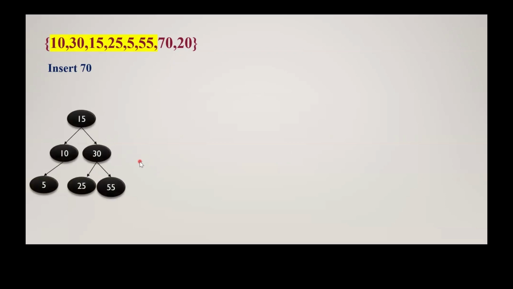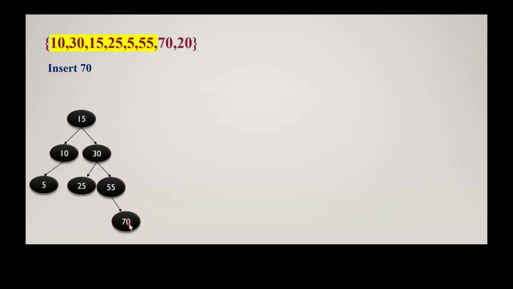So next insertion is 70. This is the tree we got from the previous insertion. Now 70 is greater than 50, so it will go to the right side. Then 30: 70 is also greater than 30, so 70 will go to the right-hand side. Then 55: 70 is greater than 55, so it will go to the right side. So on the right side it is inserted.